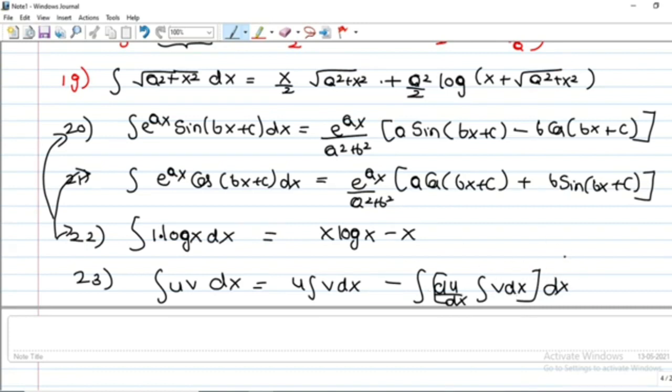And how do you select u and v? Using ILATE, or LIATE, whatever you feel comfortable. But I will use LIATE, L-I-A-T-E: Logarithmic, Inverse, Algebraic, Trigonometric, Exponential. Now we will see one more modification of this formula and then we are done.